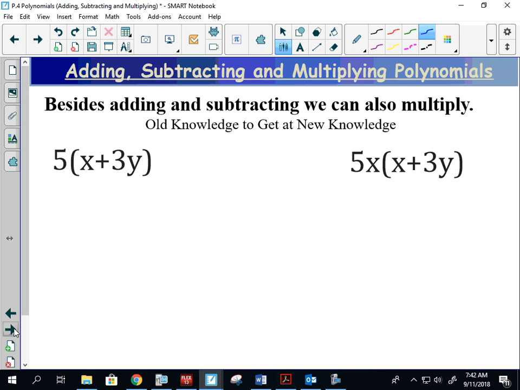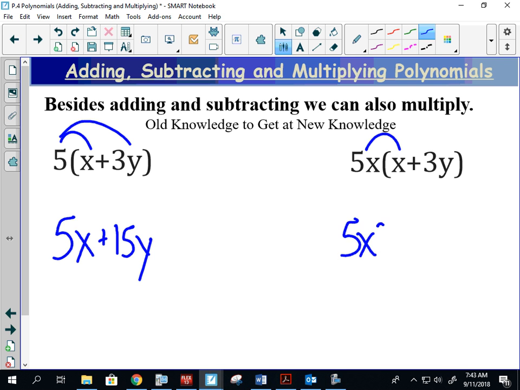And so before jumping all the way into multiplying with polynomials, we're going to review what we did when the polynomials were a little smaller and all we did was distribute. Like if I had a 5 here, I would just multiply it through. I'd get 5x plus 15y. If there was a 5x with it, the x comes along. 5x times x is 5x squared. 5x times 3y, well 5 times 3 is 15. X times y we just write as xy. So I'm just distributing. And that's all we're going to do in the next cases.